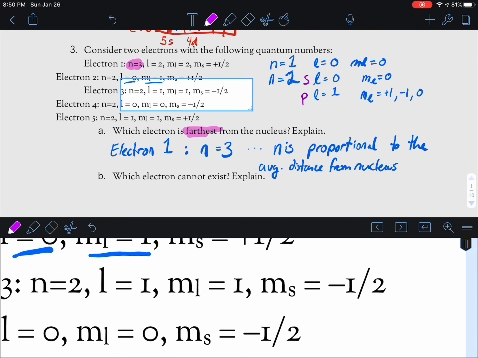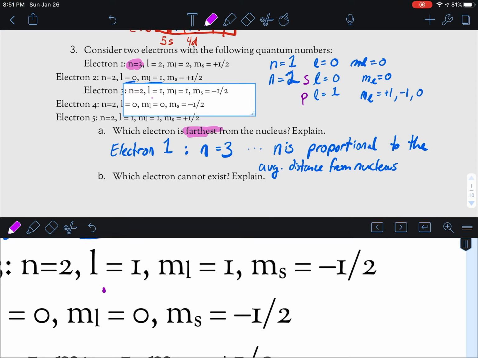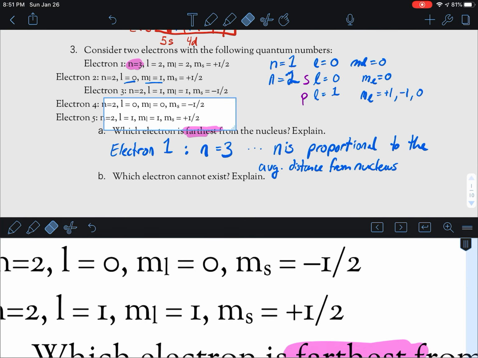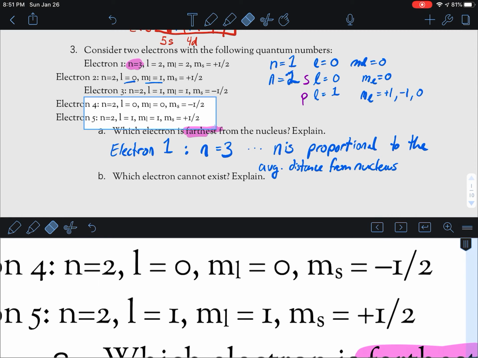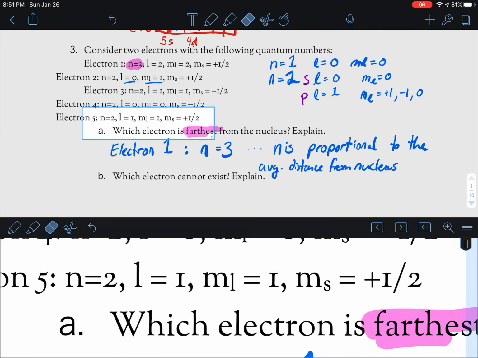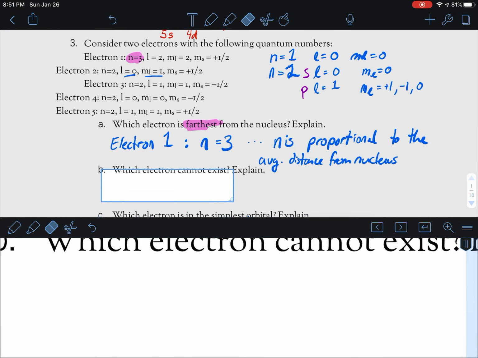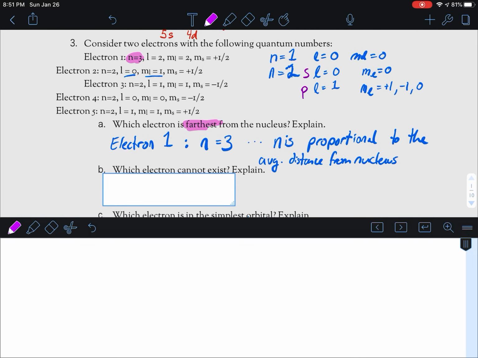So let's just double check to see if there's any other mistakes. We've got an l equals 1 for an n equals 2. That should be fine. We have an ml of 1 on that one. That's fine. All of the ms values so far seem fine. n equals 2, that's no problem. We can have l equals 0; if l is 0, ml is restricted to 0. That's fine. And then electron 5 is fine as well. Okay, so nothing too exciting there. So the only electron that cannot exist is electron 2.